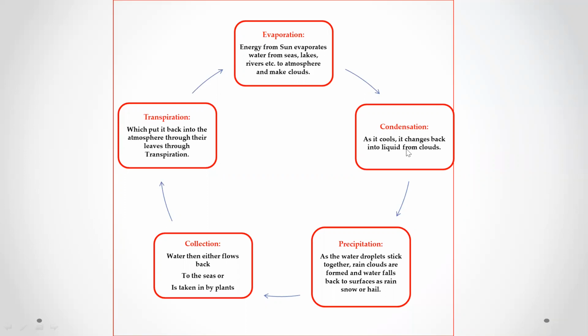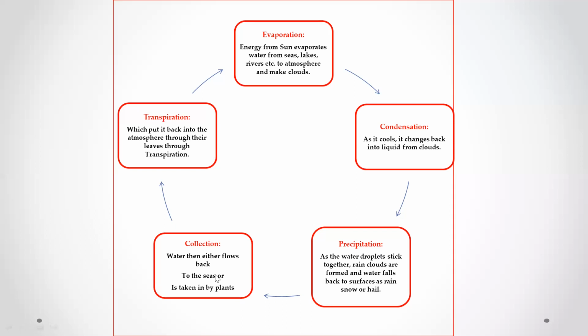From the clouds, when it is in liquid form, the droplets come down. This is called precipitation. So precipitation happens as the water droplets stick together, rain clouds are formed and the water falls back to the surface as rain, snow, or hail.